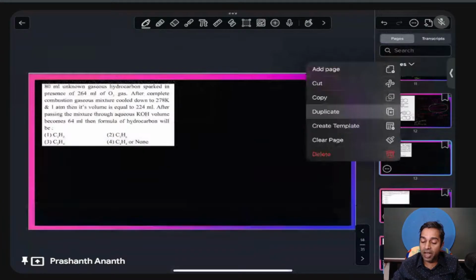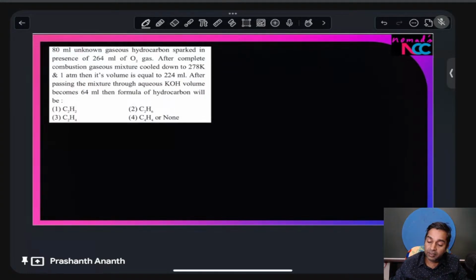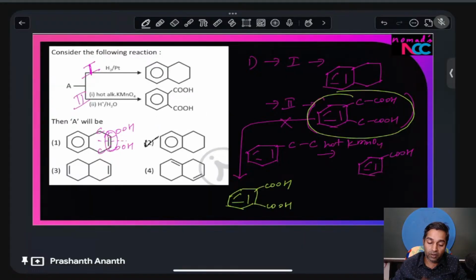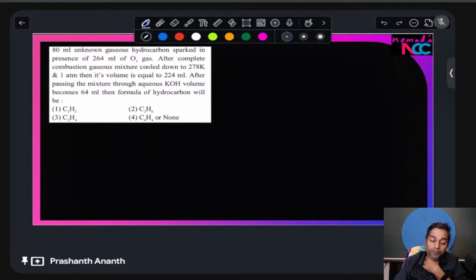Now next up, this is definitely going to require more than one page, so let me add a couple of pages. All right, so 80 ml of an unknown gaseous hydrocarbon is sparked in the presence of 264 ml of oxygen gas. So this is going to be a eudiometry based question. It's an unknown hydrocarbon, so let's say it's going to be CxHy.